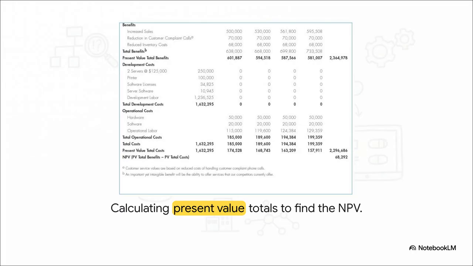Notice here how we lay out all the operational and development costs side by side against our benefits over time. That's how we calculate the final net present value. You can clearly see the hardware, software, and labor costs mapped out year by year, and we measure those against the increased sales and reduced inventory costs. Factoring in the time value of money, because a dollar today is worth more than a dollar tomorrow, we simply subtract the present value of total costs from the present value of total benefits.